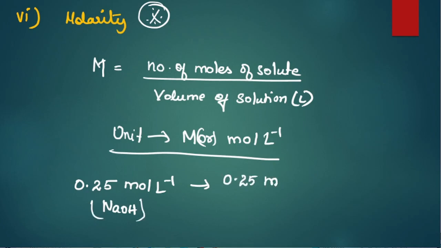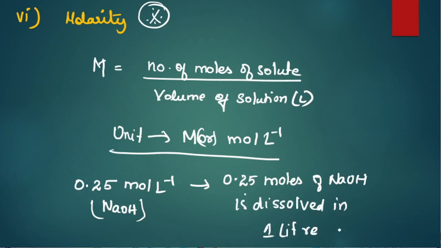0.25 moles of NaOH is dissolved in 1 liter, 1 liter solution. Okay, 1 liter solution. It may be, if it is water, then 1 liter of water. That is the meaning of 0.25 mole liter inverse. That means 0.25 moles of NaOH is going to be dissolved in 1 liter of solution.